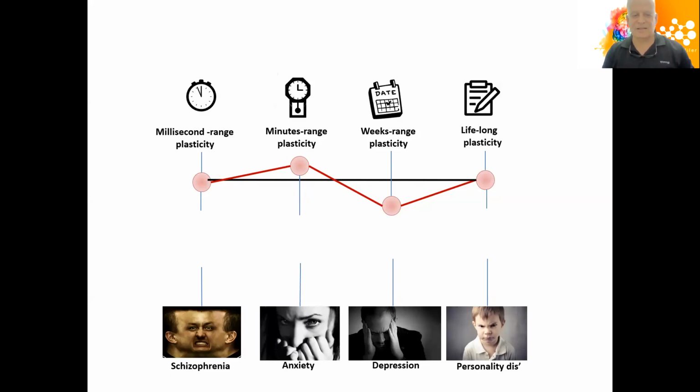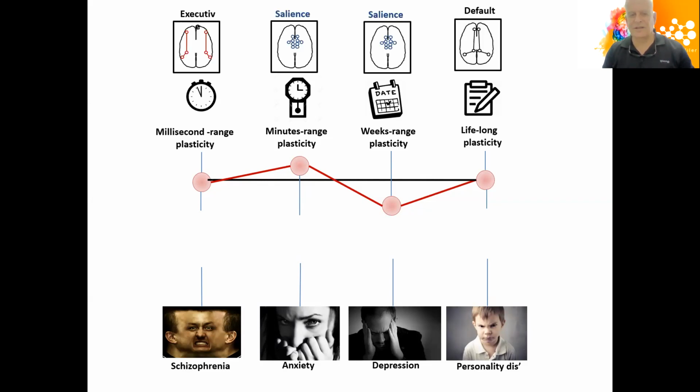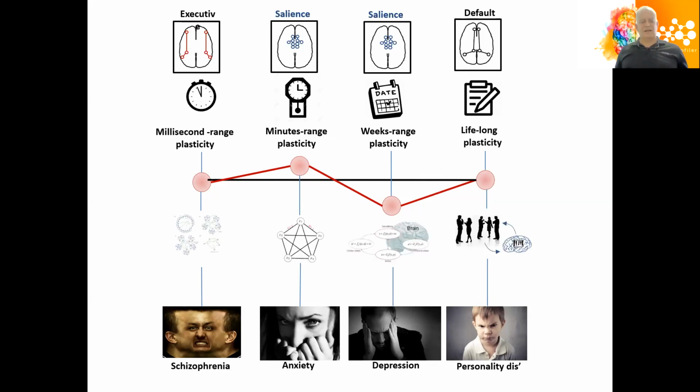So we assign the millisecond range pathologies to schizophrenia, the minute range to anxiety, where panic attacks take a few minutes, mood disorders related to weeks and months, and personality disorders related to a whole life. On top of that, we assign the different networks, and we can now begin to describe the etiological origin of this type of phenomenology.